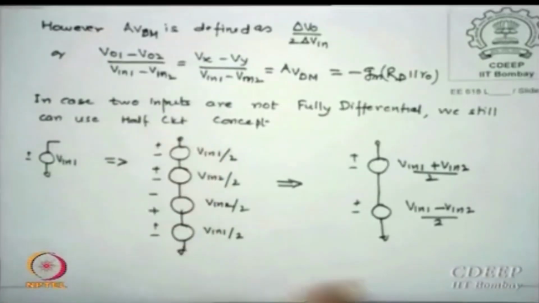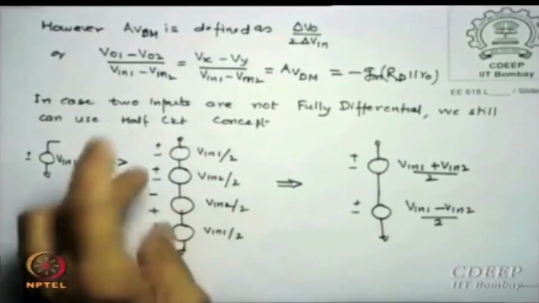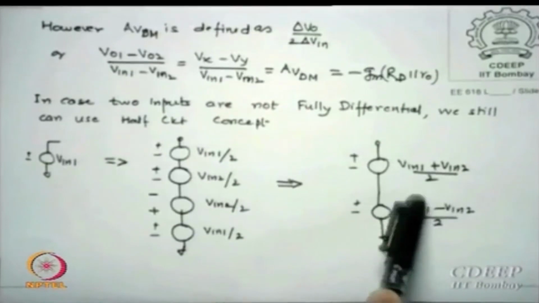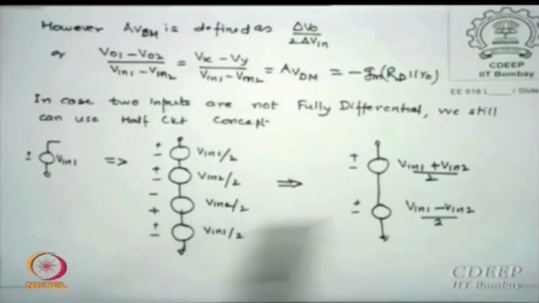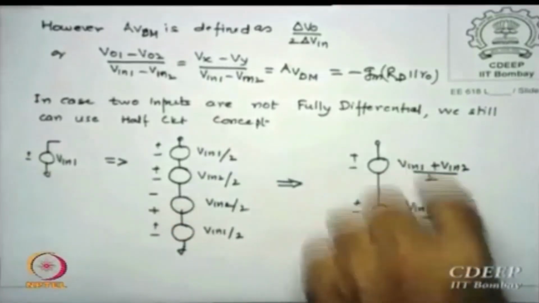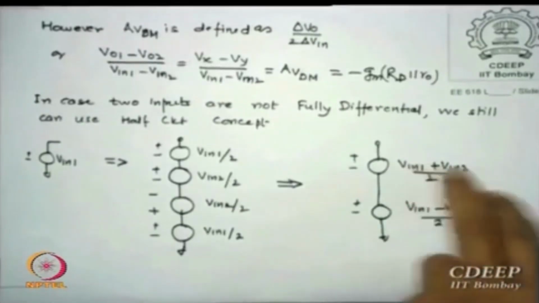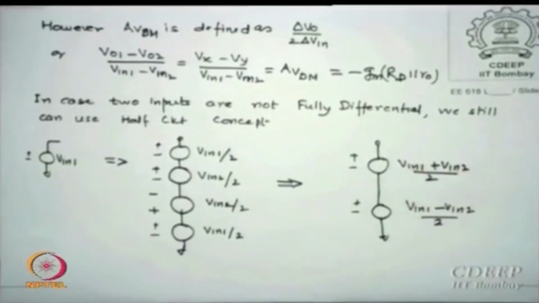Now this is 4. Similarly, I can say if this is so, then I can write Vn1 plus Vn2 by 2 and Vn1 minus Vn2 by 2. So the statement is that this can be represented by 2 such series signal supplies. Now you can see from here what this value is: Vn1 plus Vn2 by 2.